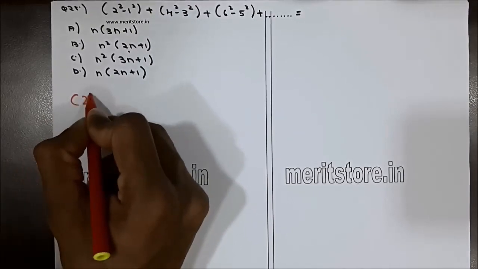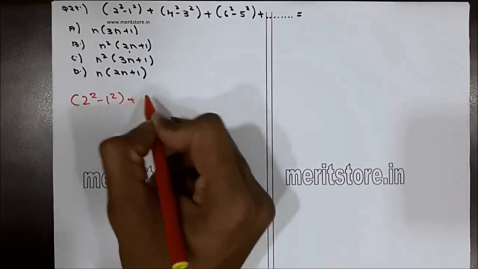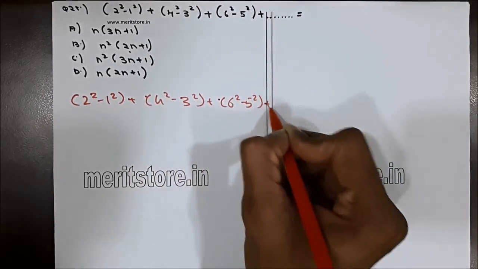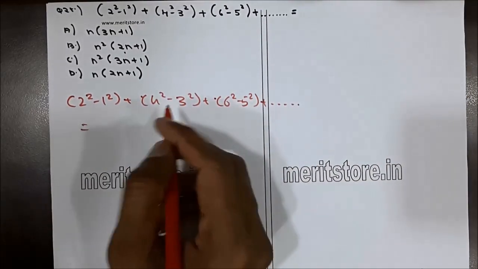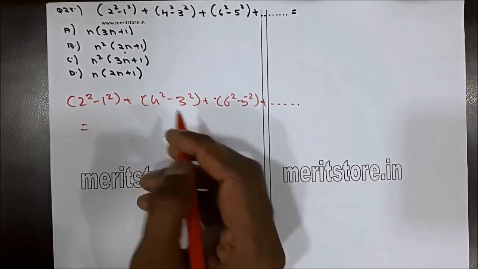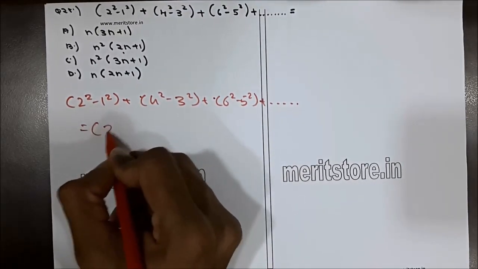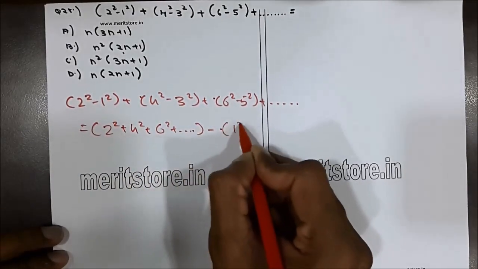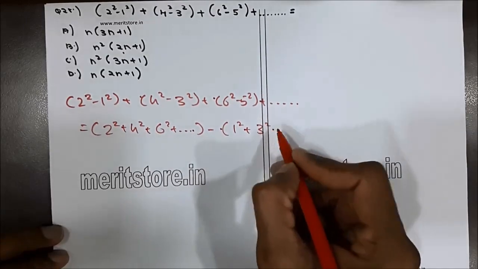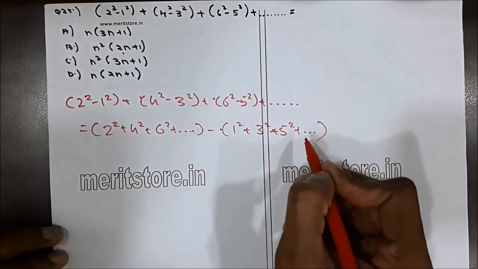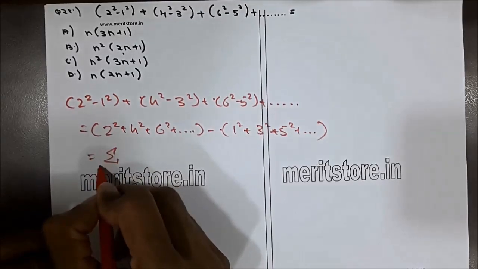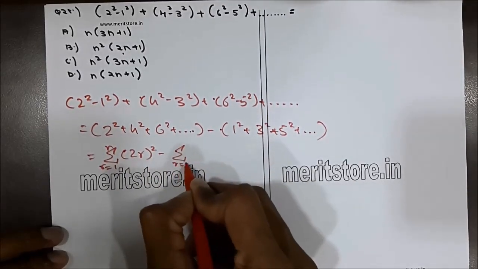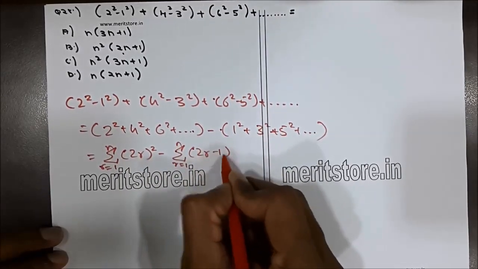So we have 2 square minus 1 square plus 4 square minus 3 square plus 6 square minus 5 square plus, we separate the even numbers and the odd numbers. We get 2 raised to 2 plus 4 raised to 2 plus 6 raised to 2 plus, minus, 1 raised to 2 plus 3 raised to 2 plus 5 raised to 2. So we can write this as summation of r is equal to 1 to n of (2r) the whole square, minus summation of r is equal to 1 to n of (2r minus 1) the whole square.